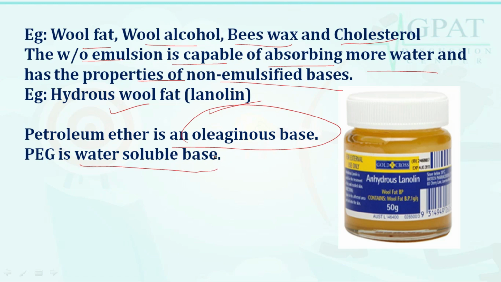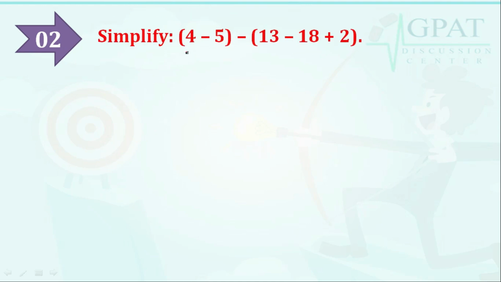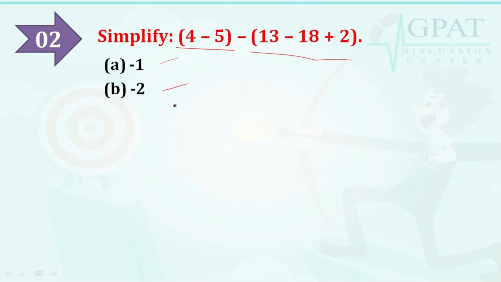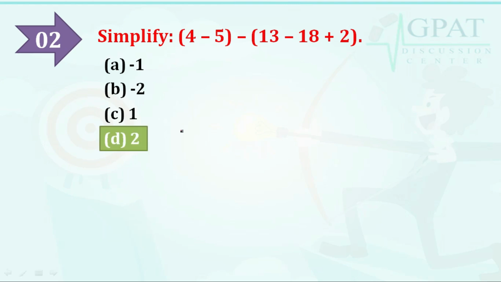The next question is, simplify 4 minus 5 minus 13 minus 18 plus 2. Options are: option A, minus 1; option B, minus 2; option C, 1; and option D, 2. After simplification of this equation, what is the answer? The answer is 2.